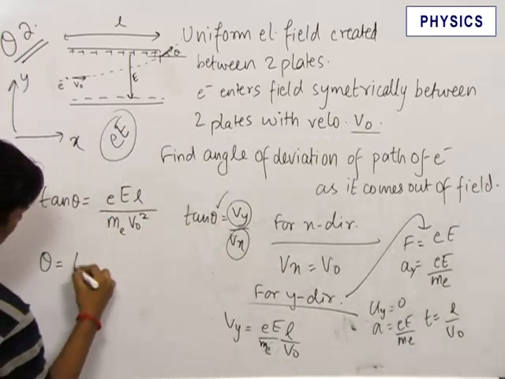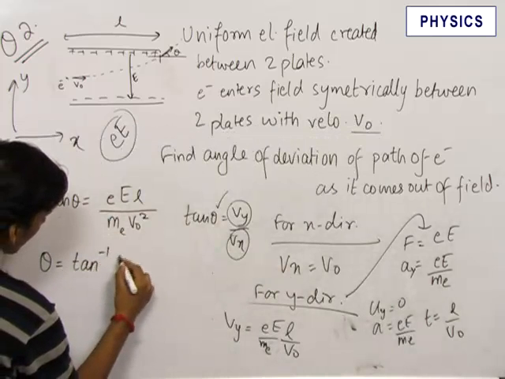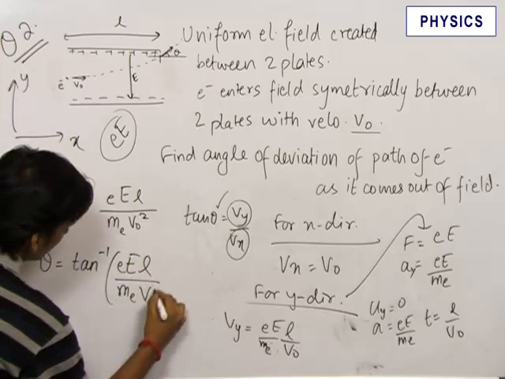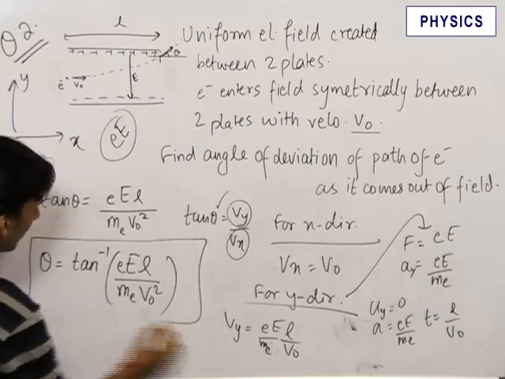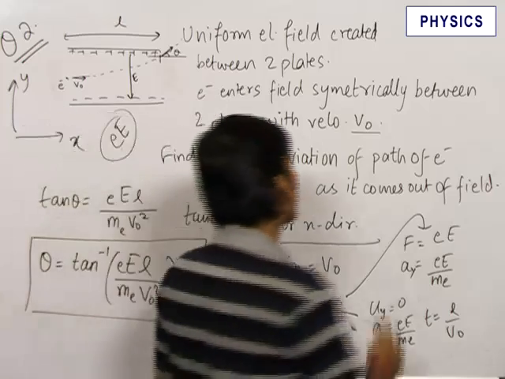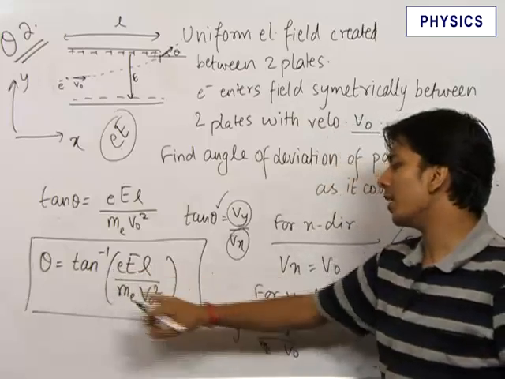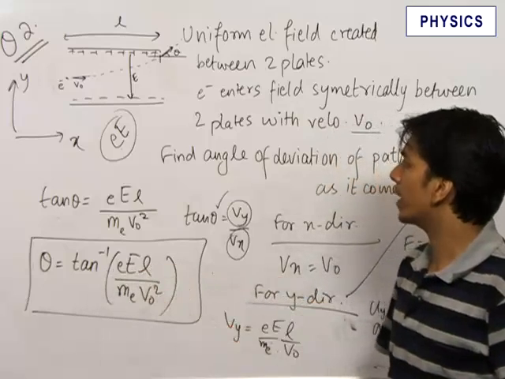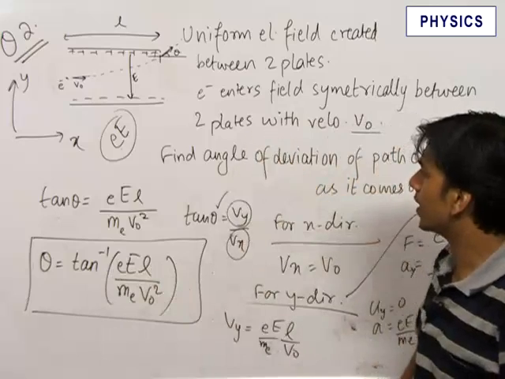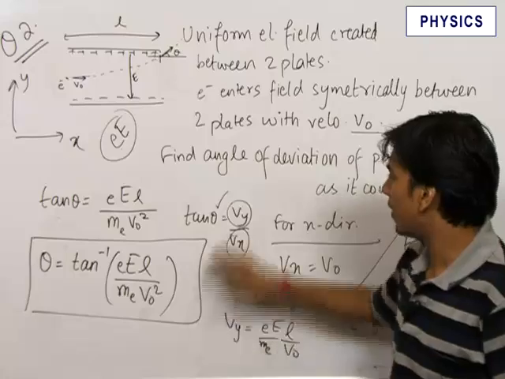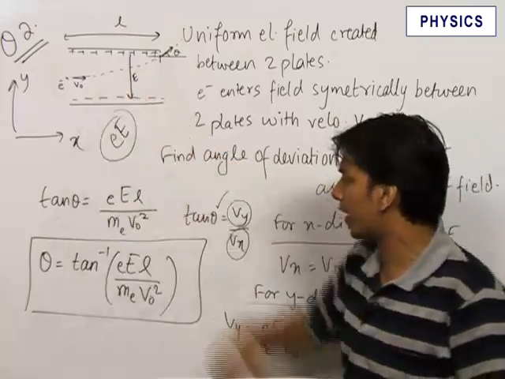So the value of theta is equal to tan inverse of eEL upon m v0 square. So our final answer for the angle of deviation of the path of the electron as it comes out of the field is tan inverse of eEL upon m v0 square. The important thing you should have realized in this question is that the motion is independent in the two directions, and we can easily apply the formula for electric field to find out the answer.